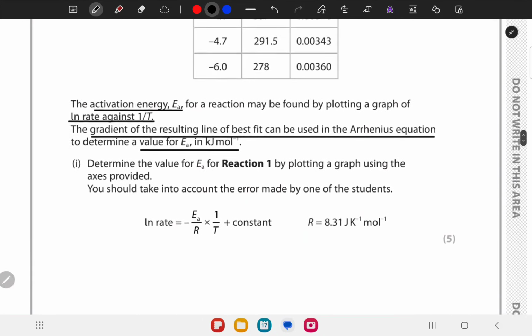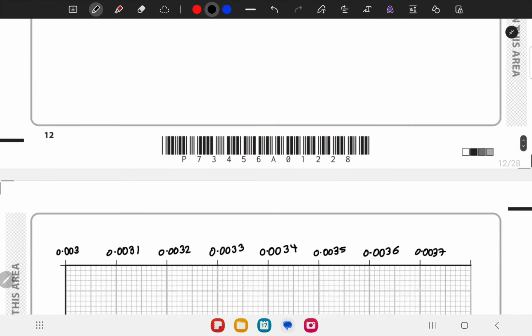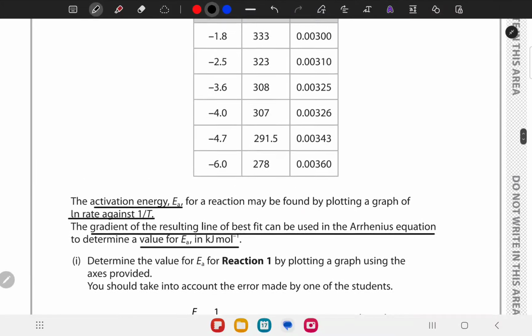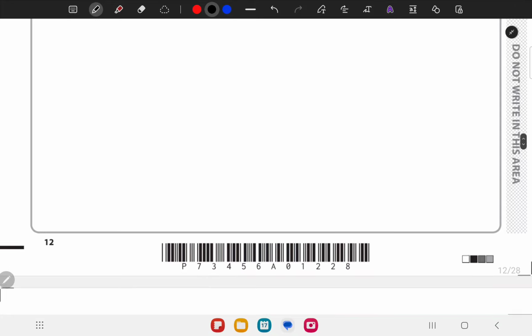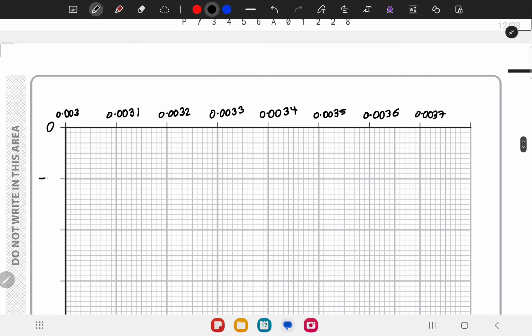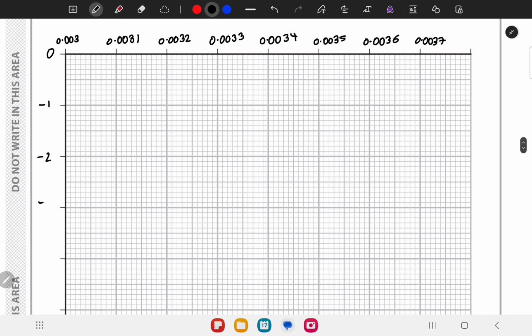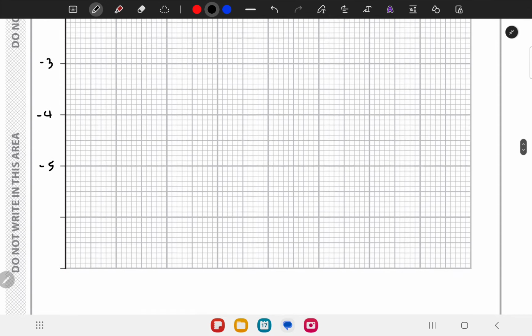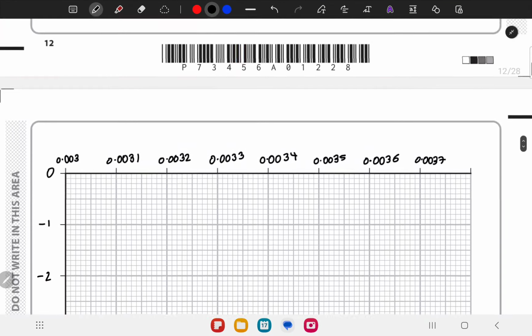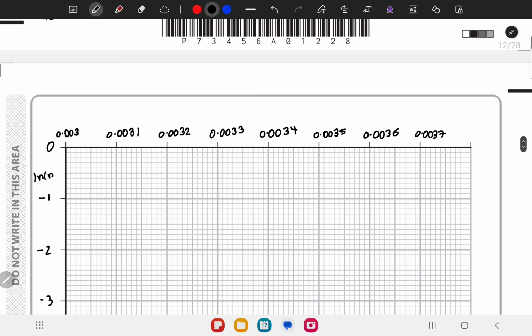That's all we need, since 0.60 is our largest value. Now in the y-axis we have to place the natural log of the rate. Our values range from minus 1.8 to minus 6. So we can start from 0, then go minus 1, minus 2, minus 3, minus 4. This is ln rate, and this is 1 by T, and the unit for this is Kelvin to the power minus 1.